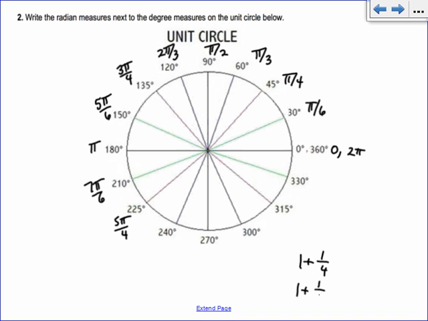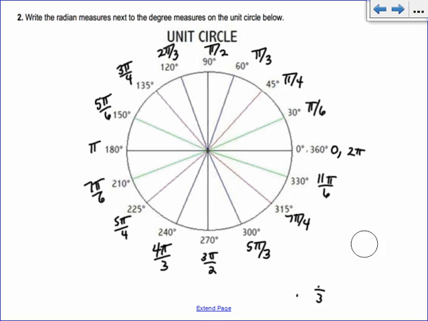This one's going to be pi over 3 past pi. So 1 plus 1/3 is 4 pi over 3. This one we said was 3 pi over 2. 300 is 60 degrees away from 360, so we could start with 2 pi and subtract out 1 pi over 3. So 2 minus 1/3 is going to be 6 minus 1, which is 5 pi over 3. This one's going to be 7 pi over 4, because it's pi over 4 away from being at 2 pi. And this one's going to be 11 pi over 6.